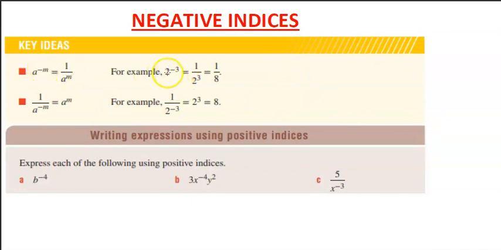So in this example here, this is saying 2 to the power of negative 3. This is just saying 1 over 2 to the power of 3, which is 1 over 8, as 2 to the power of 3 is 8. So this here, 2 to the power of negative 3, implies 1 over 8.